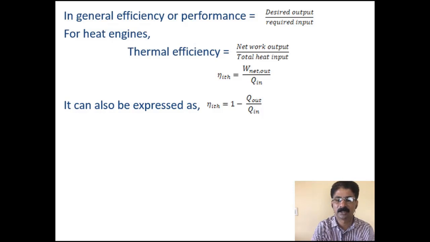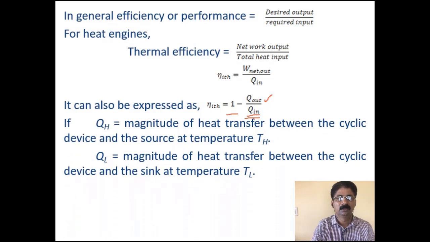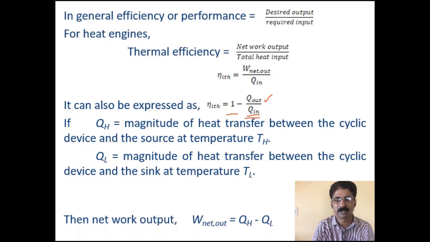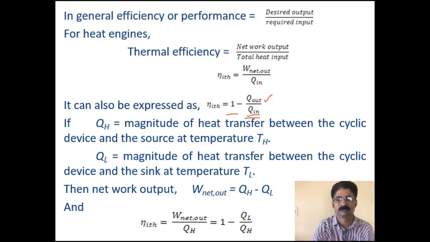In the previous diagram I used QH and QL. In place of QH you can use Q in, and in place of QL you can use Q out also. Then W net becomes Q in minus Q out. So Q in by Q in becomes 1, and Q out by Q in is written here. If QH is the magnitude of the heat transfer between the device and the source at temperature TH, and QL is the magnitude of heat transfer between the cyclic device and the sink at temperature TL, then you can express it as 1 minus QL by QH or 1 minus Q out by Q in. So anything is possible here.